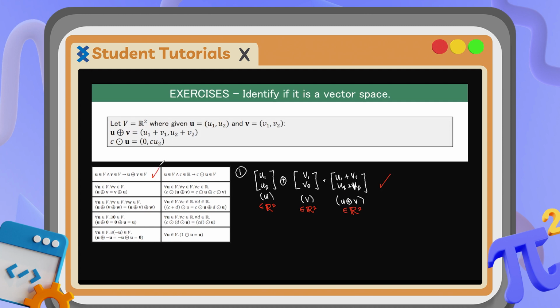So let's try the next example. This time, it is the commutative property of vector addition. So again, we list down the rule over here. This time, we want to investigate both sides of the property. So we add the two elements, like so.